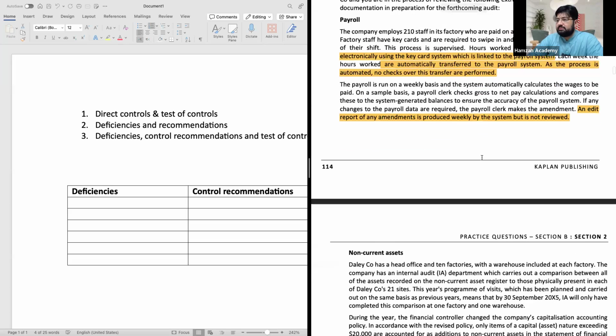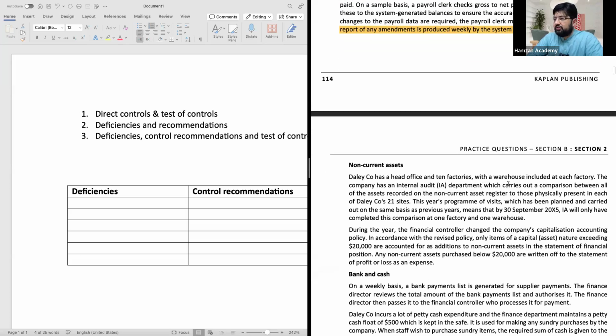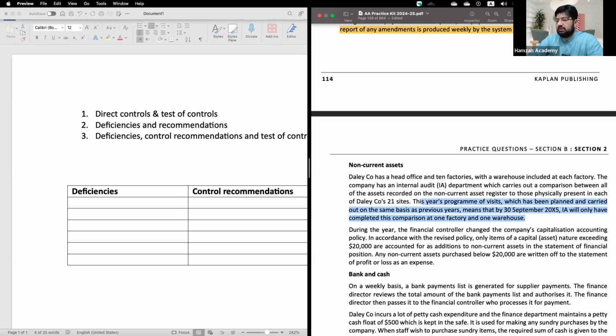So two deficiencies we have identified. Daley has a head office and 10 factories, with a warehouse included in each factory. The company has an internal audit which carries out a comparison between all the assets recorded on the non-current asset register to those physically present on each of 21 sites. The program, which has been planned and carried out on the same basis as the previous year, means that they will only complete one site and one factory only.